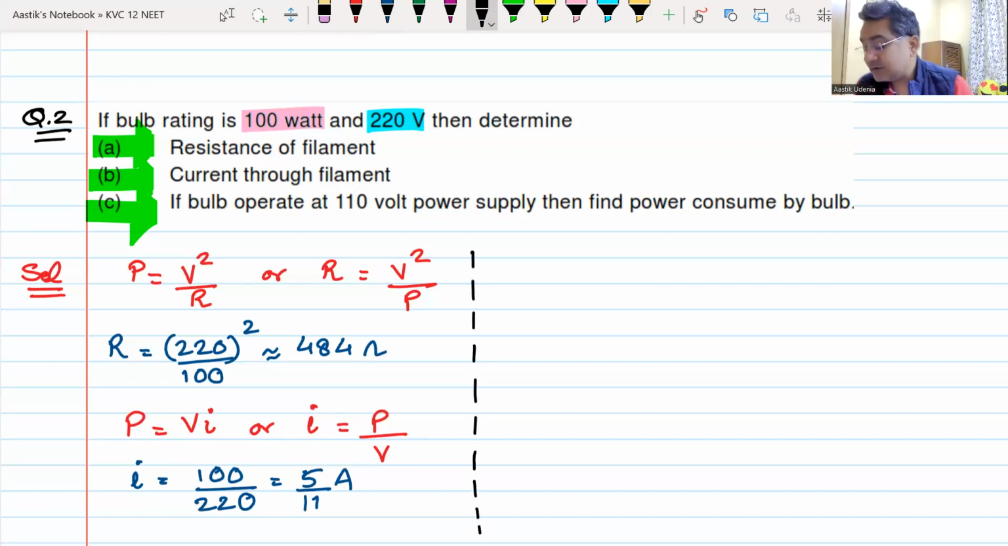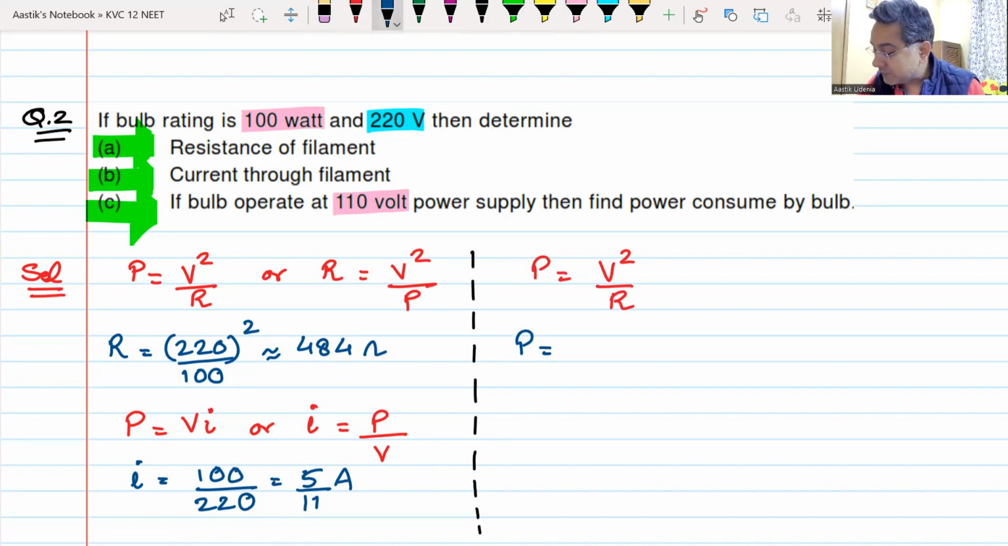Now the only thing that is different is if the bulb is supposed to operate on 110 volt line. So from 220 I made it half. So basically we are going to see what effect does it have. Don't worry. Once you understand this, you will be able to get this. So how do I get this? Now to find power, again I use the same formula V square divided by R. The bulb is same, resistance is same.